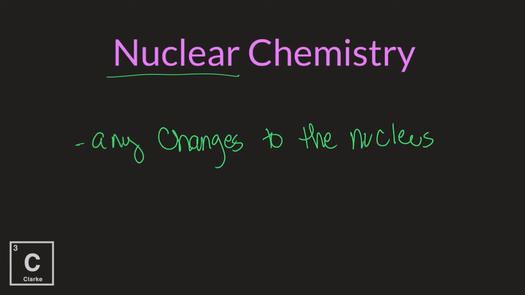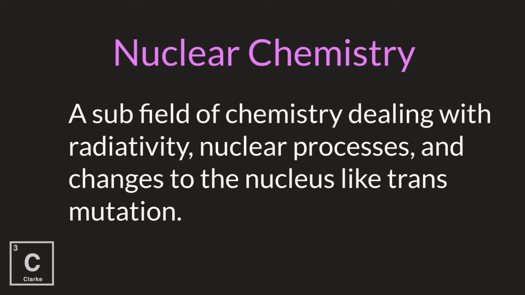But before we go on, let me give you the true definition of nuclear chemistry. A subfield of chemistry dealing with radioactivity, nuclear processes, and changes to the nucleus like transmutation. Changes to the nucleus, that is what nuclear chemistry is all about. Let's talk about this word transmutation, and it's a vocab word. And transmutation just means a change to the nucleus.